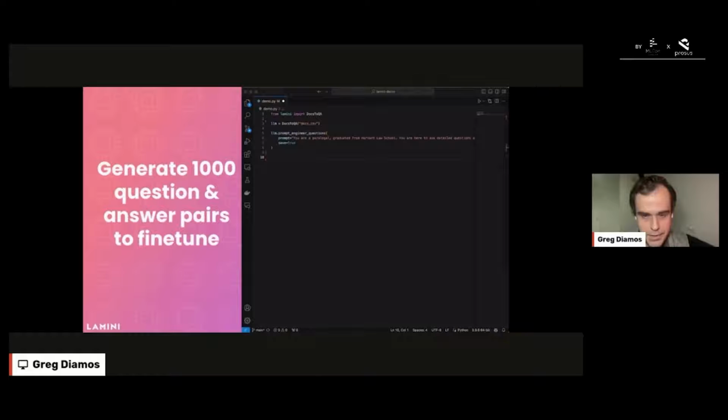So you can see on the right-hand side there, from Llama import docs to QA, we're going to create essentially two models using prompt engineering. So this is going to create two models that are going to pretend that they're paralegals, graduated from Harvard Law School. And they're here to ask detailed questions about these documents and answer detailed questions about these documents.